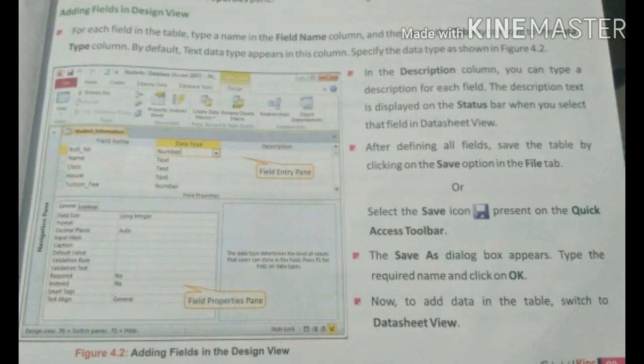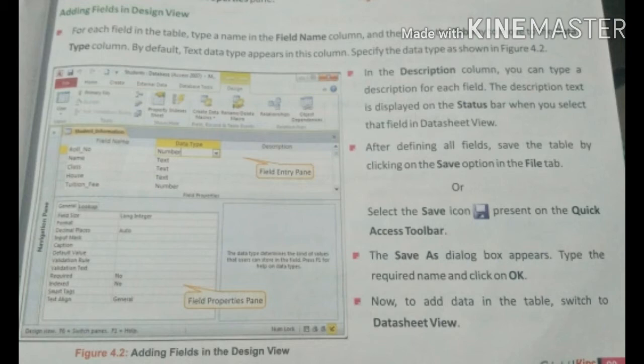Description text is displayed on the status bar when we select that particular field in datasheet view. After defining all fields, save the table. How can we save? Click on the Save button in the File tab, or select the save icon present on the quick access toolbar. For that, the Save As dialog box appears. Give the required name for the table. Click on OK.